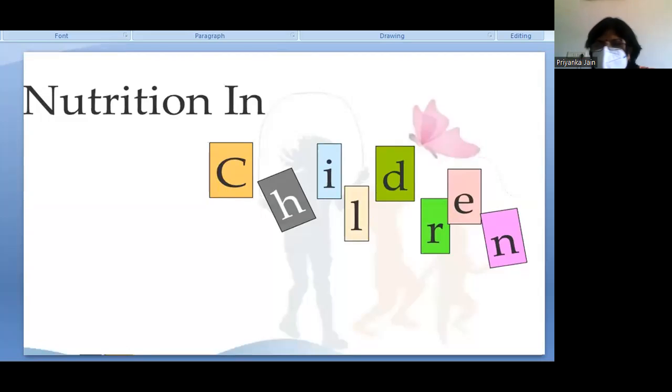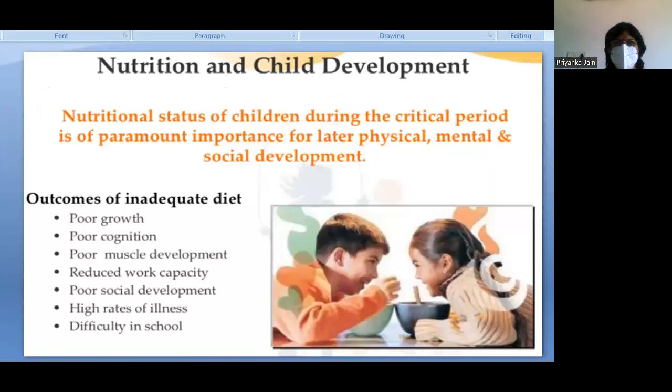Good morning. Nutrition in children. Today we will discuss what is the importance of nutrition in children for growth and development. Nutritional status of children during the critical period is of paramount importance for later physical, mental, and social development.